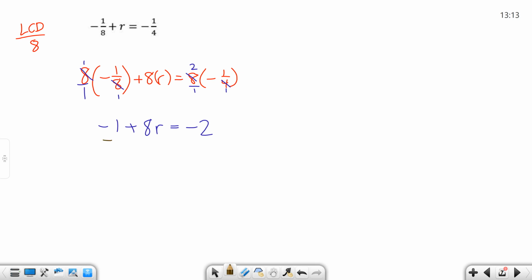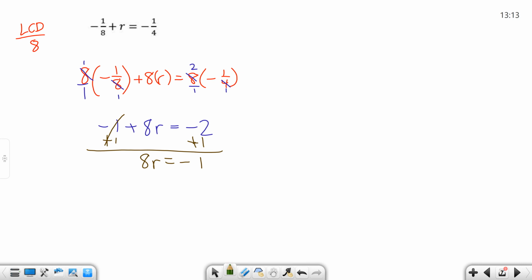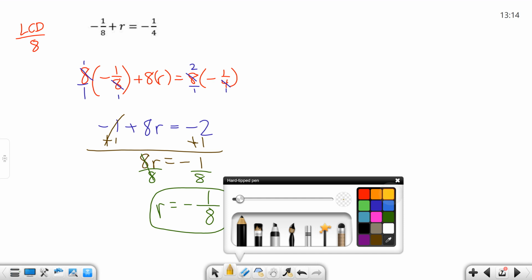So now the thing by itself is negative 2. Add 1 to both sides to get rid of the negative 1 on the left. So 8r equals what? Negative 1. And then we divide both sides by 8. And we get r equals, now if the entire numerator or denominator of a fraction is negative, you can just bring the negative out front. Negative 1/8. So r equals negative 1/8.